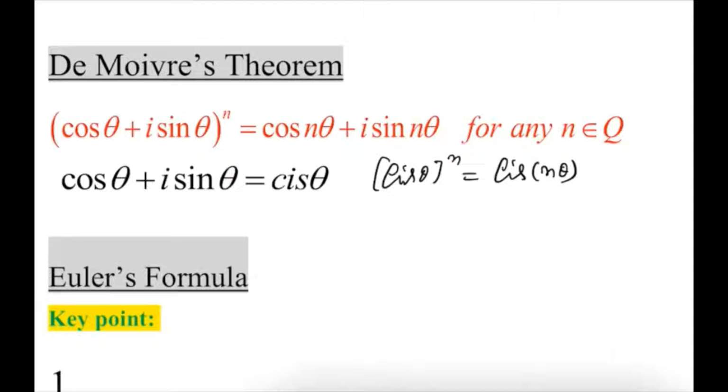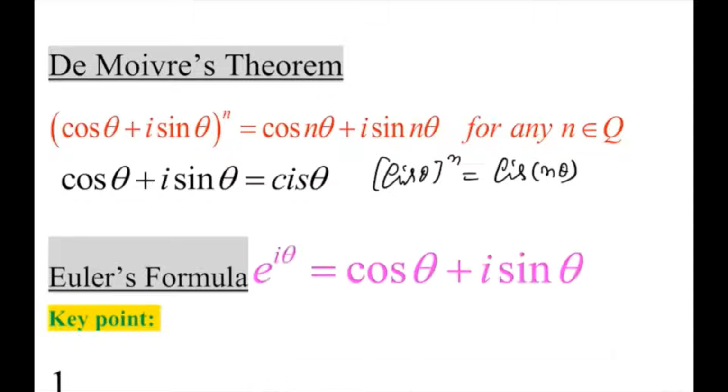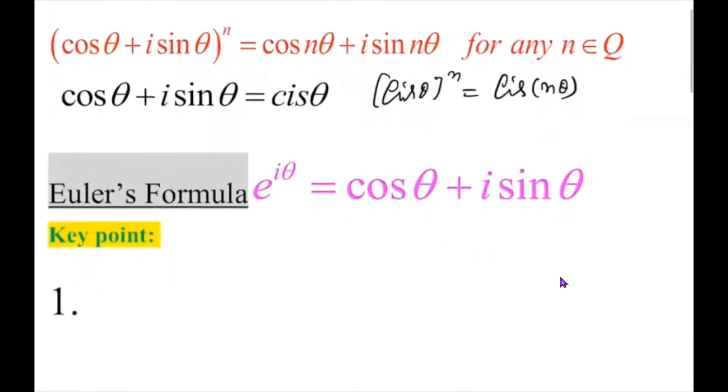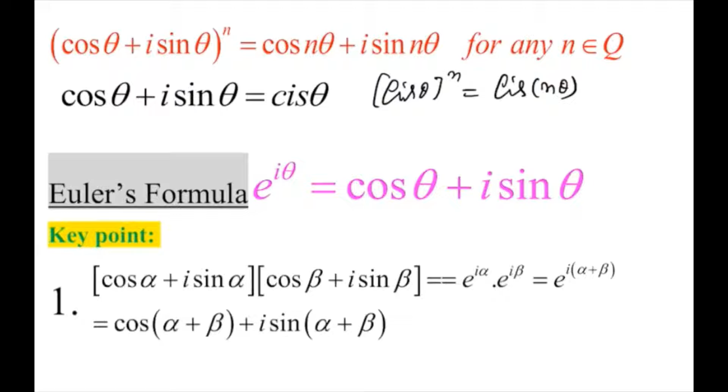Now Euler's formula. It states that e power i theta is equal to cos theta plus i sin theta. Using this Euler's formula, we can prove a few important results. The first one is the product of cis alpha into cis beta can be written as cis of alpha plus beta. You can just add the arguments.